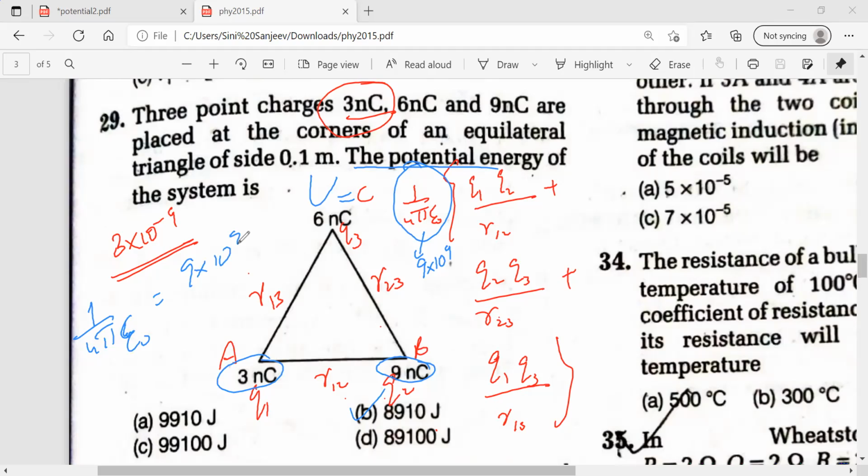Okay, so that is nothing but 9 into 10 power 9 Newton meter square per Coulomb square. That is all, no need to write, because in the entrance examination we are not focused on the end unit. We just want the final answer. 1 by 4 pi epsilon naught value is 9 into 10 power 9. We'll just substitute the value and get the answer. That's all. So the option is B.